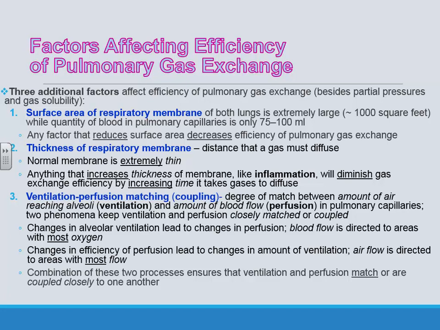So the normal membrane is very thin. The respiratory membrane consists of squamous cells of the alveoli, a flat, simple layer. They share a basement membrane with the capillary endothelium, which is simple squamous epithelium, so not very thick at all. So anything that would increase the thickness, like an inflammatory response, would diminish how efficiently the gas can be exchanged and thus increase the time that it takes for the gas to diffuse. It has a thicker area to go through.